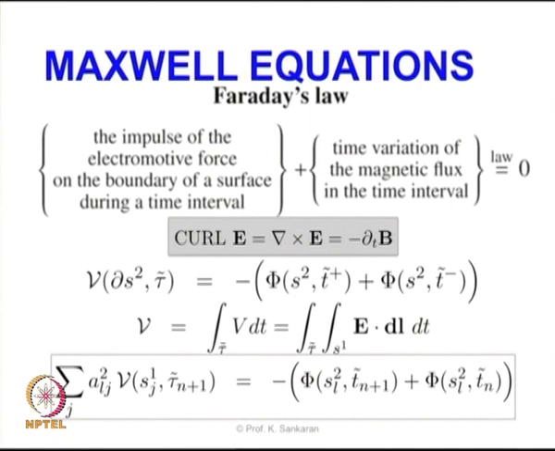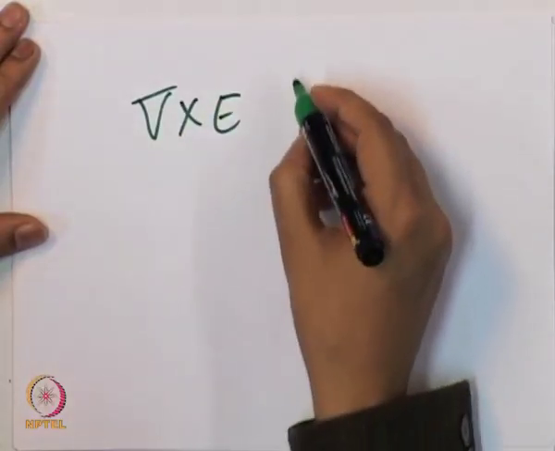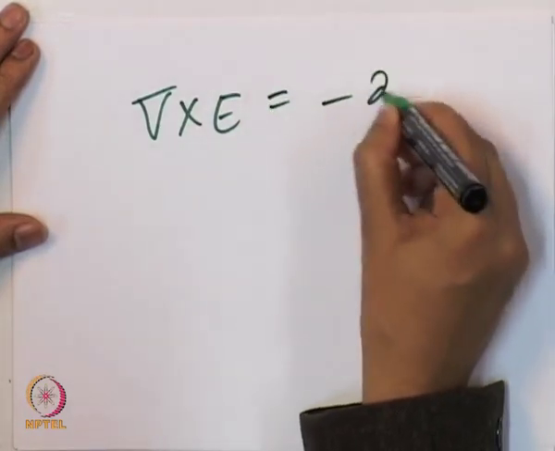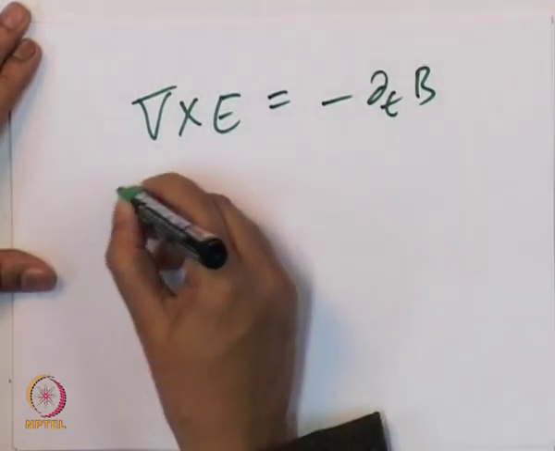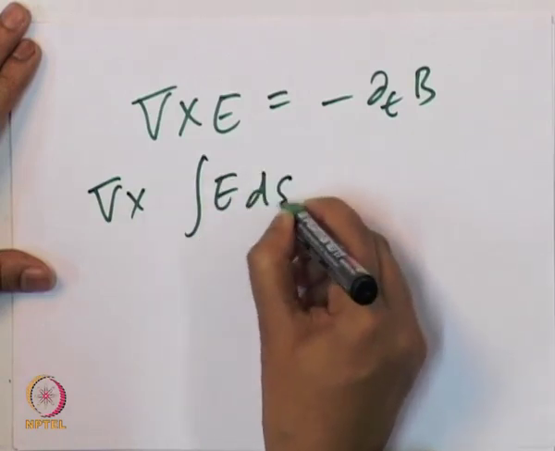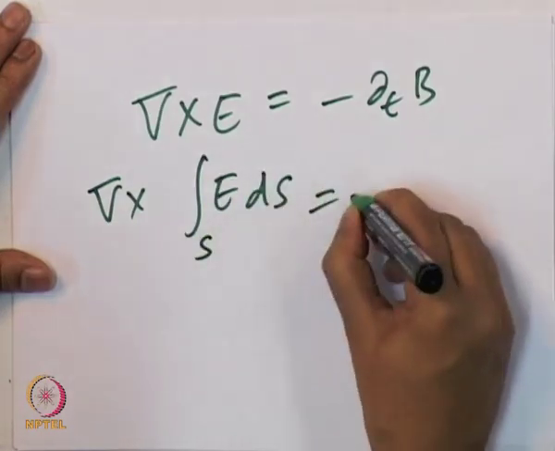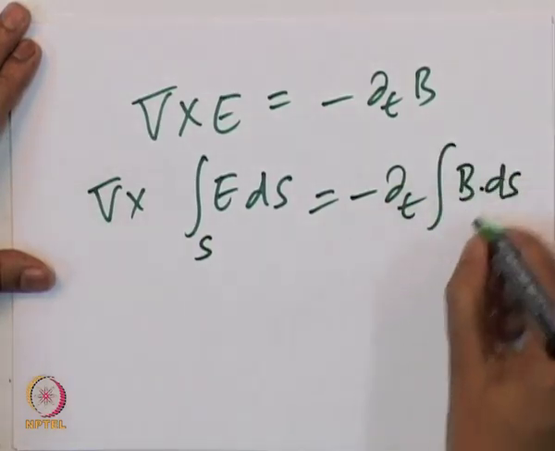So what we have got now is, we have got the two equations, namely the Faraday's law and the case of Ampere's law. So let us now look at the Faraday's law. The Faraday's law is the curl of E is equal to minus dB by dt. I am going to do on either side a surface integration. So I will take the curl out, I do E ds around the surface minus dB by dt B ds.